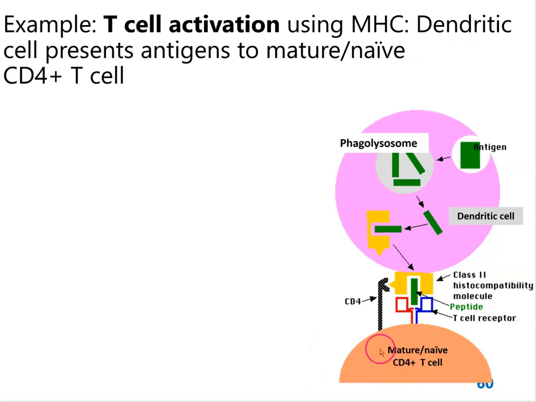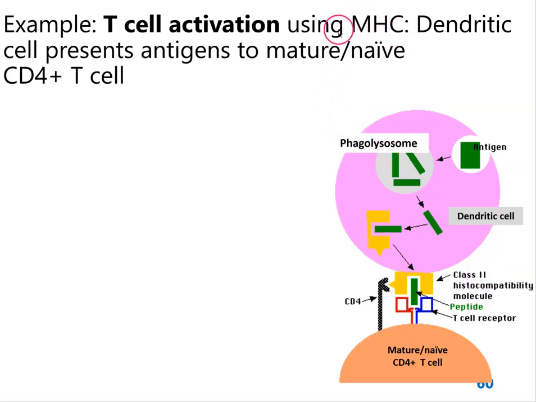So this is the mature, naive T cell. And it's important to note here, it will become important to note, this is a CD4 positive T cell. So this is going to be a helper T cell. And that means it has this CD4 co-receptor. We'll talk about that in a second. But it also means that what it's looking at is a protein shown to it by MHC class 2.